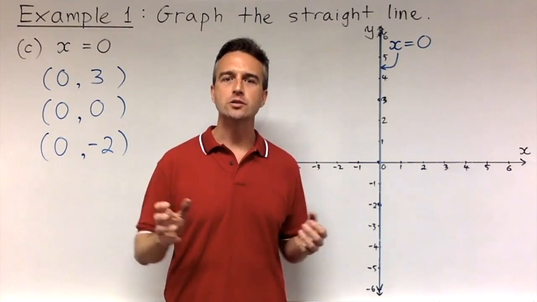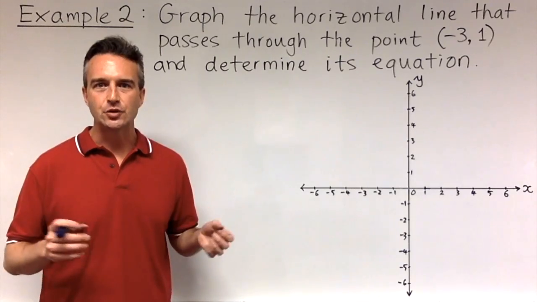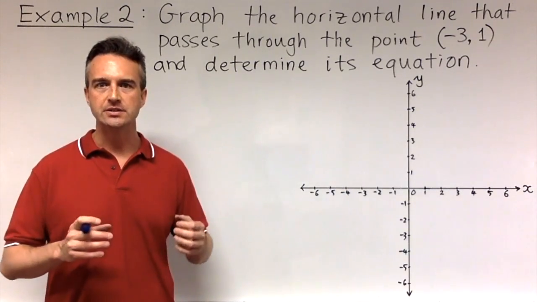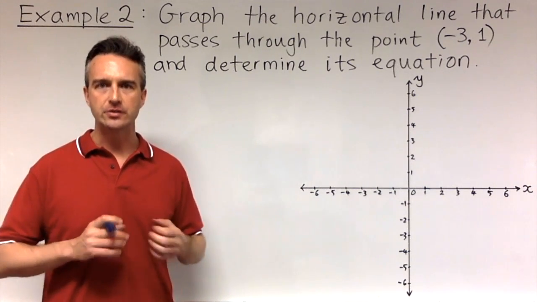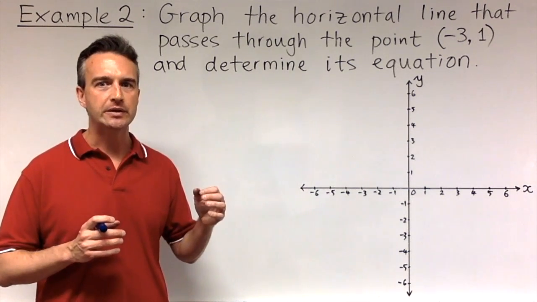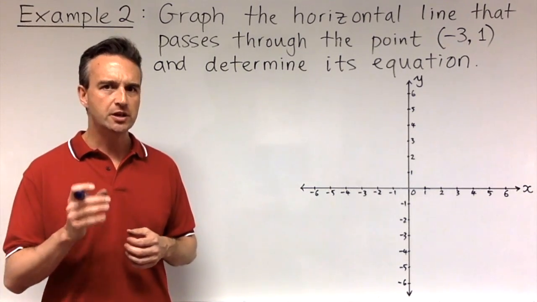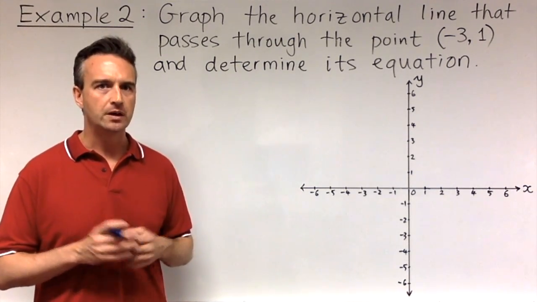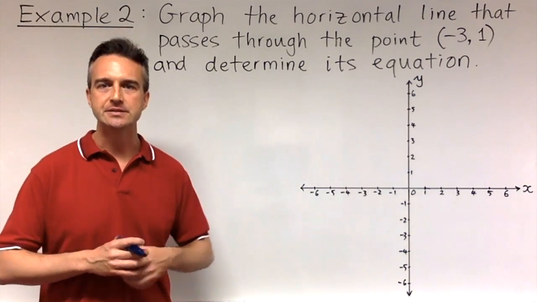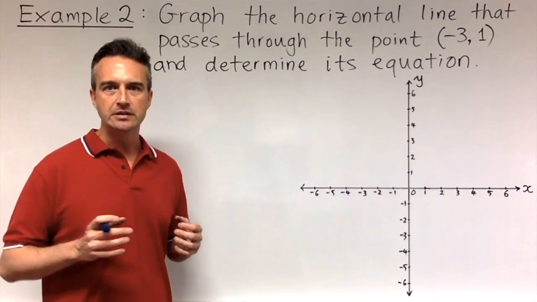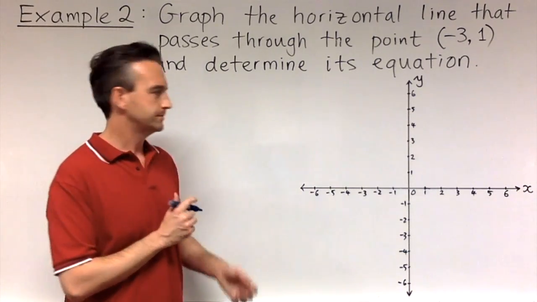Thank you. Let's look at another example. Let's try example 2, a slightly different type of question. We're asked to graph a horizontal line that goes through the point -3, 1, and then we're asked to determine its equation. Determine, that's an important word. What does it mean? It basically means figure it out and write it down. The first thing we should do, let's plot the point -3, 1.